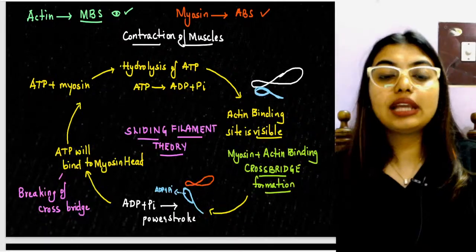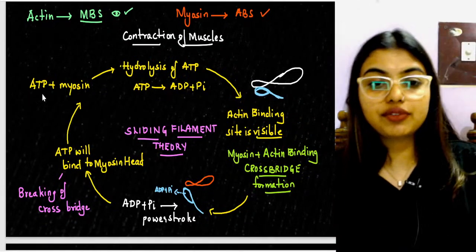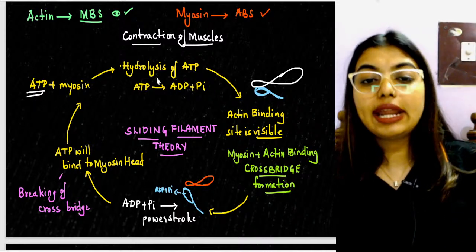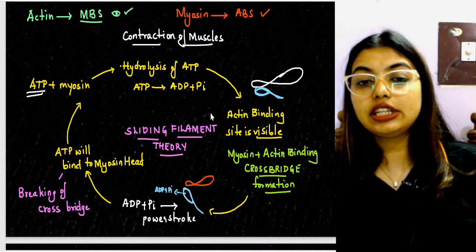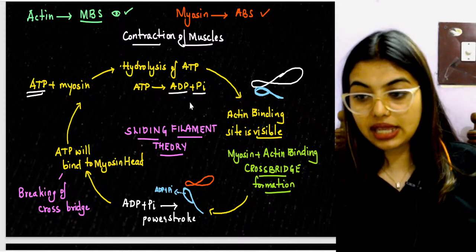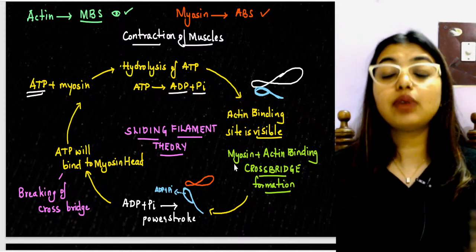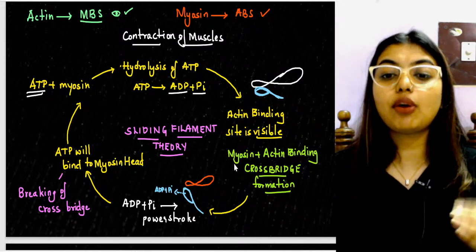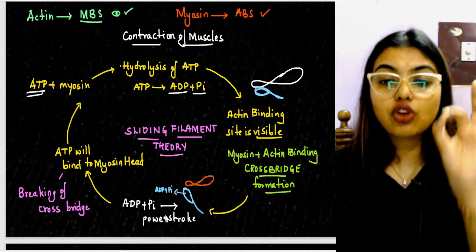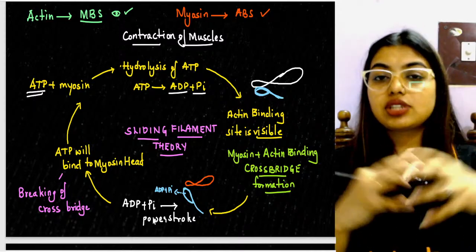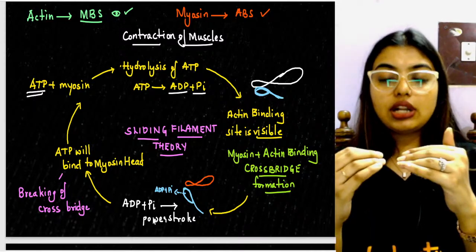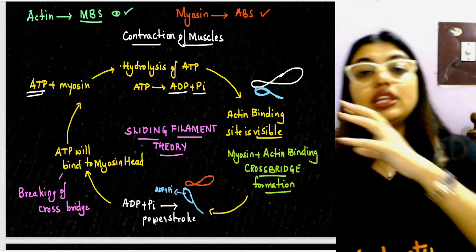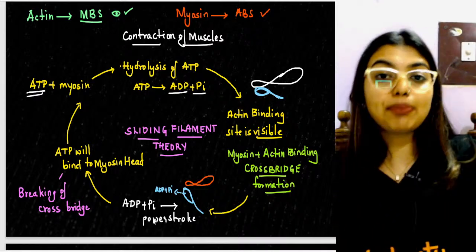Now, to make the actin binding site visible, we have ATP, the villain sitting on the myosin head. ATP hydrolysis will lead to the formation of ADP plus Pi, and this will allow actin to bind. So the actin binding site will be visible, forming the cross bridge. That means myosin and actin's marriage will happen. Now this ADP and Pi will be like, I don't want to sit in myosin's head, I want to go out. So they will move forcefully, and that will cause a power stroke.